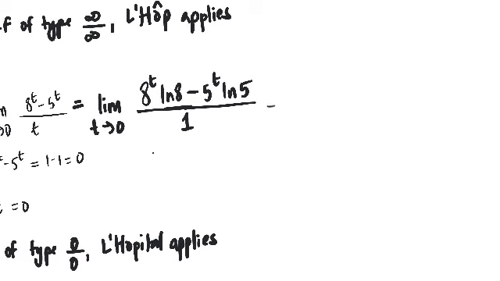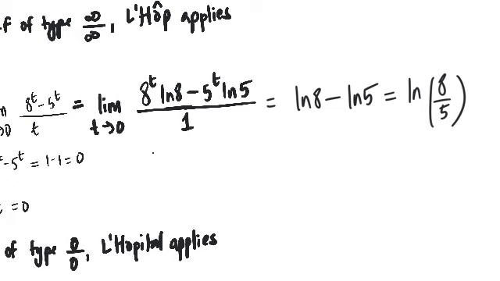So then I try to put the arrow number in and see if I get a meaningful answer out. I get 8^0, which is 1, so ln 8, minus 5^0, which is 1, so ln 5. And now remember that the log of a difference is equal to the log of a quotient. ln 8 - ln 5 equals ln(8/5).